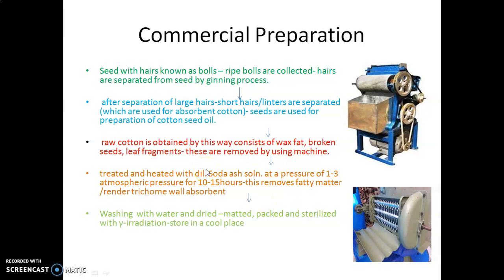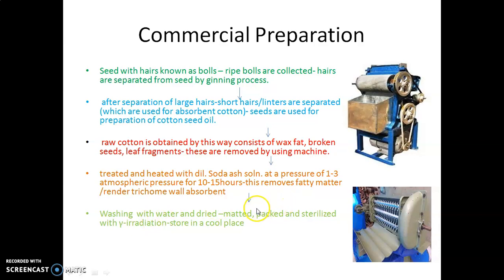the cotton opener removes the impurities, then the cotton is treated and heated with dilute soda ash to remove the wax portion, and the treatment is done under 1 to 3 atmospheric pressure for 10 to 15 hours. This removes the fatty matter and renders the trichome wall absorbent. So now the absorbent cotton is obtained, and it is washed with water to remove the excess soda ash, then bleached with a suitable bleaching agent, and then washed with water to remove the bleaching agent.